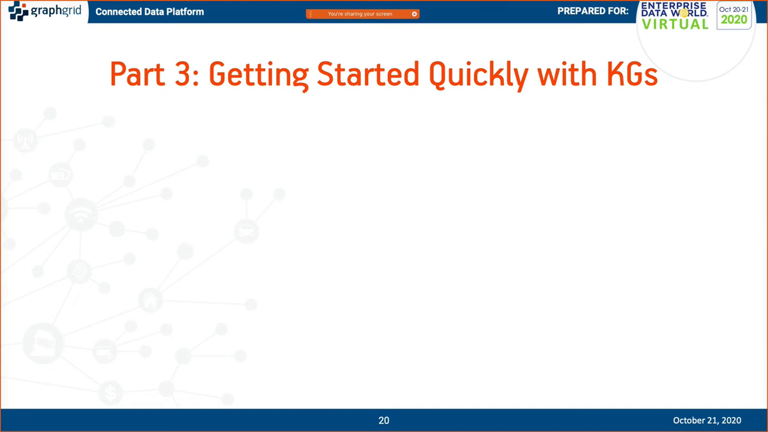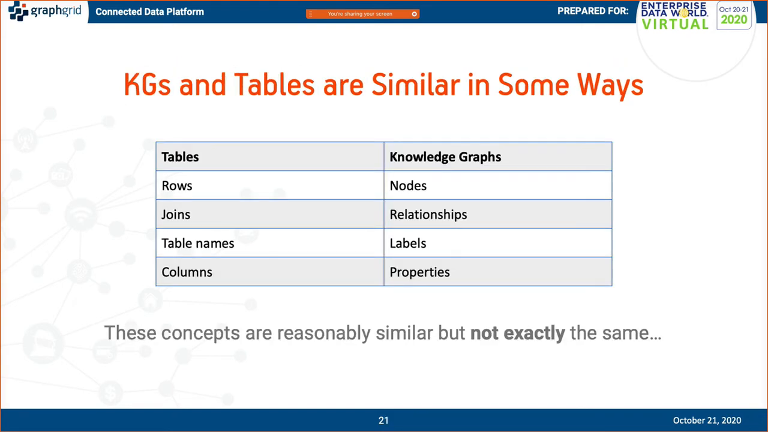So as we move into what it looks like to get started with knowledge graphs, now that we have a little bit of a foundation, in some ways knowledge graphs and tables are similar. What you see here is a mapping where tables have rows, knowledge graphs have nodes. The nodes that get stored into the graph essentially represent a data element, just as a row in a table represents a data element. Joins in tables are how you link two data elements together. But in a knowledge graph, relationships link your data elements together.